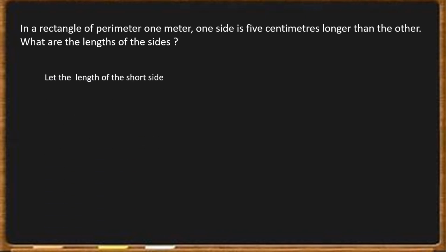So let's discuss this in terms of one letter in one equation. So we are taking the length of the short side, or the breadth, as x. Here it is given that one side is 5 centimeters longer than the other. So we are taking one as the short side and the other as the long side. And then the length of the long side will be x plus 5. Why? It is given that one side is 5 centimeters longer than the other. And we all know that the length will be bigger than, or longer than, the breadth. So the length of the long side will be x plus 5.